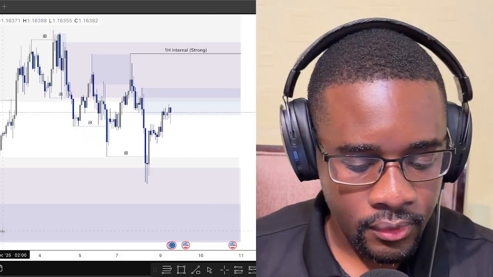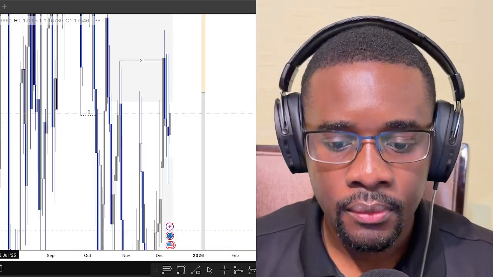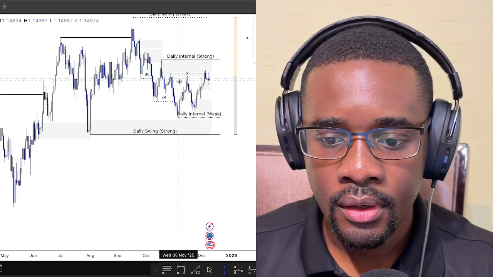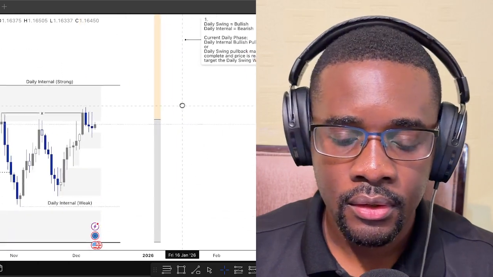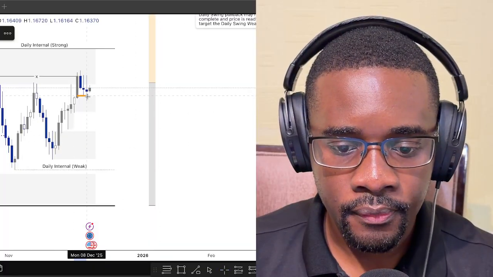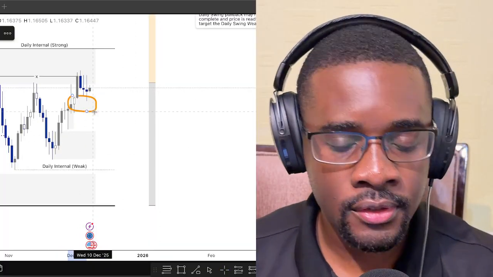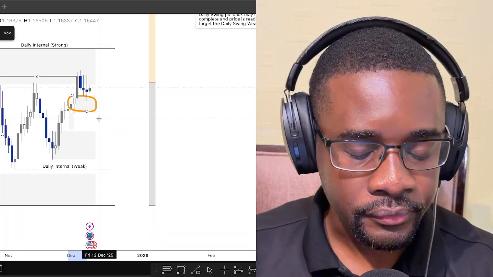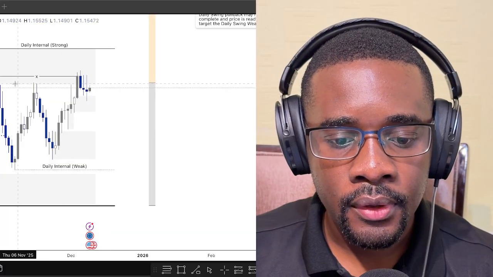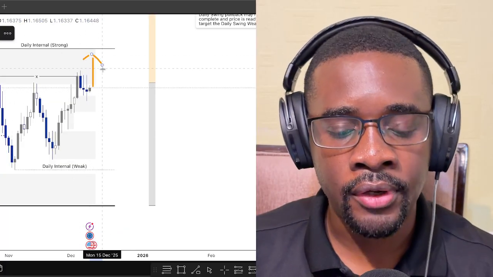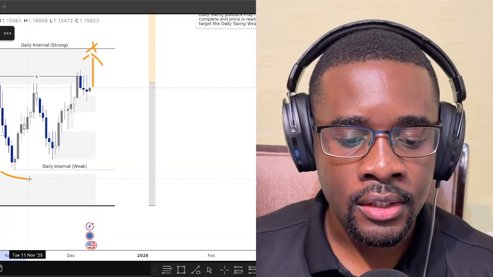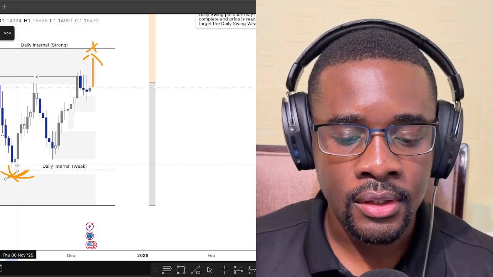So in summary, we look at the daily. We've mitigated this daily demand, though it's a fractal. It's as a result of a fractal structure break, but it is a daily demand. And we're expecting deeper mitigation of this supply area and possibly failure of that supply area, anticipating that this could be the higher low that has now been formed.